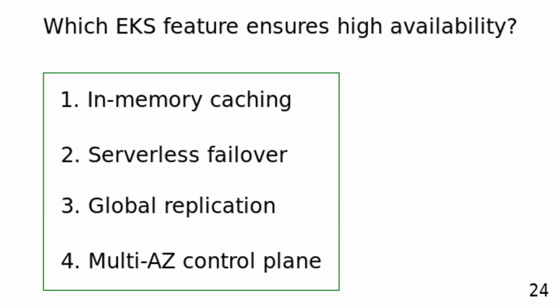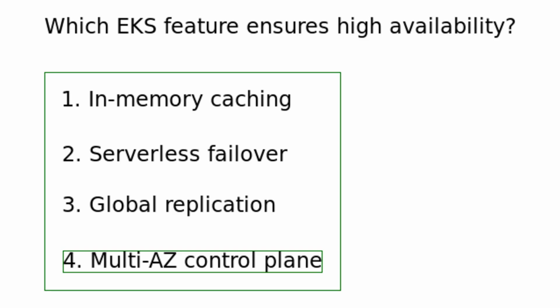Which EKS feature ensures high availability? In-memory caching, serverless failover, global replication, multi-AZ control plane. EKS automatically runs and manages your Kubernetes control plane across multiple AWS availability zones for high availability.